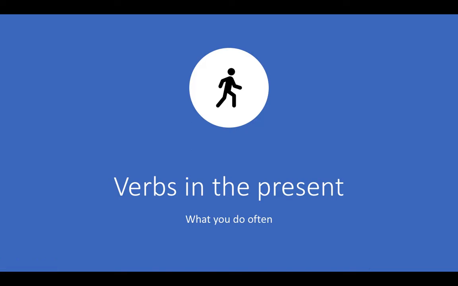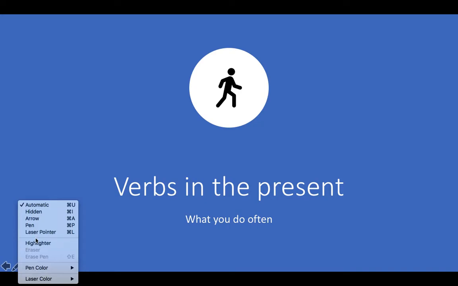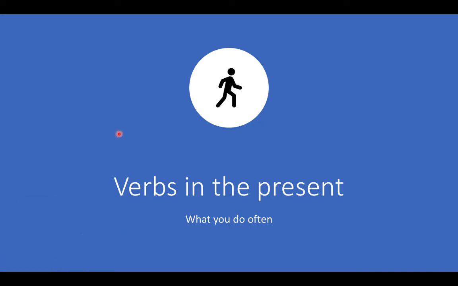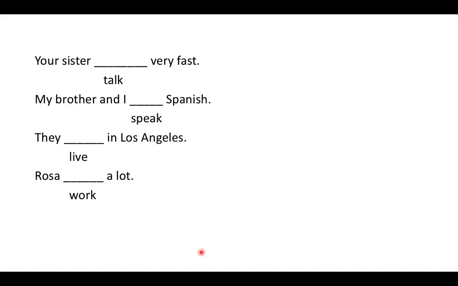So today we're going to keep talking about verbs in the present. So action words, words about doing something in the present tense, meaning something that you do a lot or often. So we're just going to do practice. So we have the first sentence, your sister very fast. And the verb that we're going to use is talk.